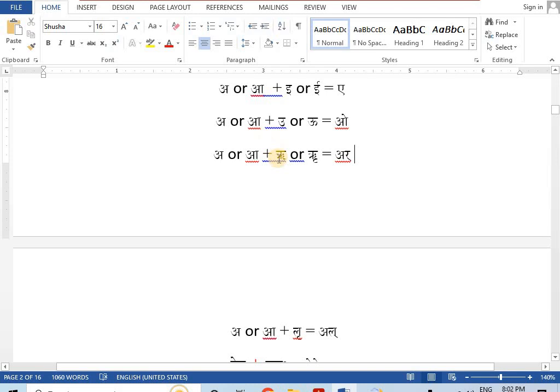This is just for your knowledge, students. Actually, most of you are aware of this sandhi, but understand it in depth, so it will be easy for you to remember for a long time. Now, students, here, A or A plus Ru or Ru. The actual answer of joining these two vowels is only A.